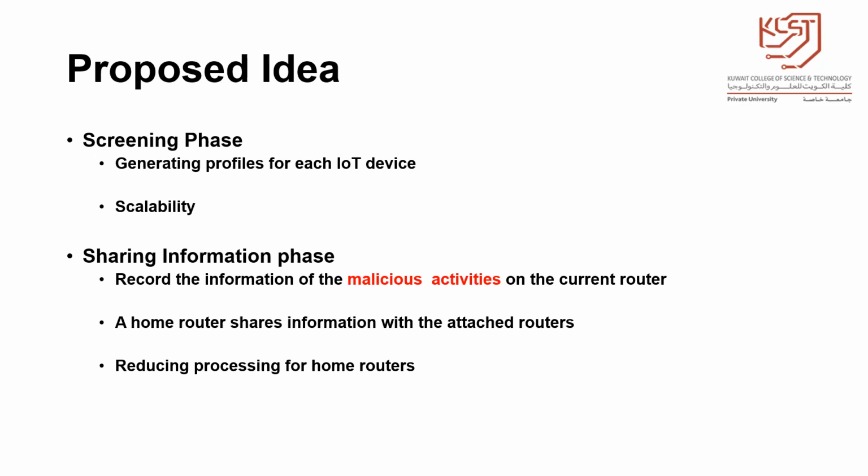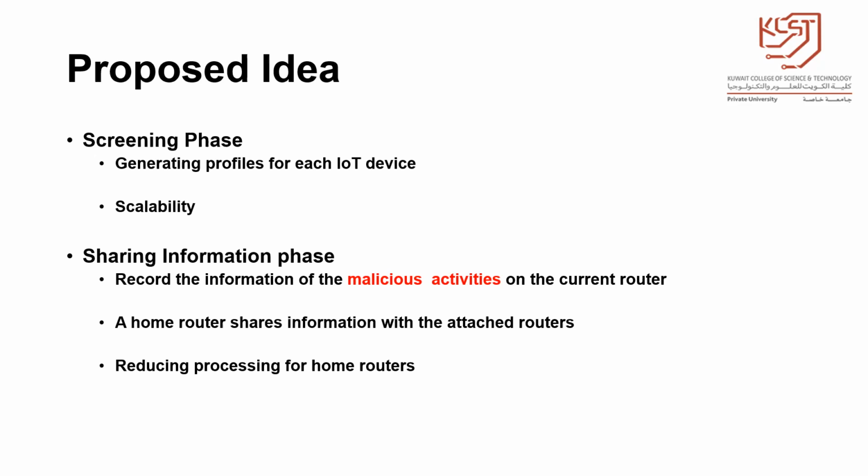Another important thing: let's suppose a router is connected to the IoT devices, and we have all these three different layers of security available in it. This home router knows a lot of information about the malicious activities. So this router can share this information with the rest of the routers that are available.